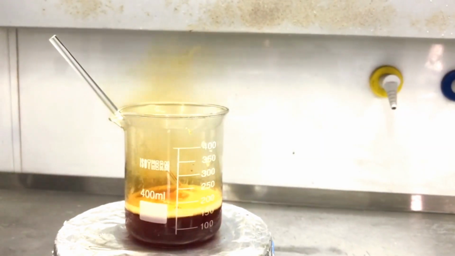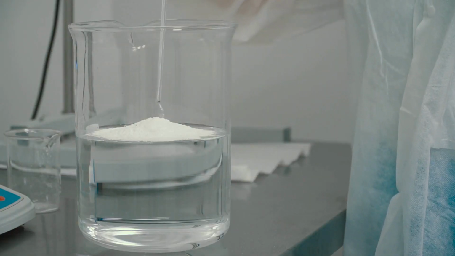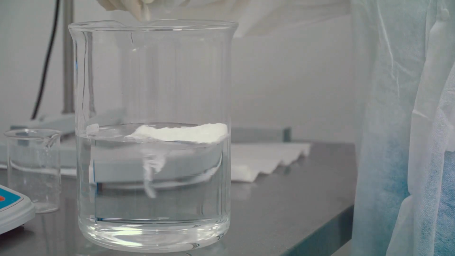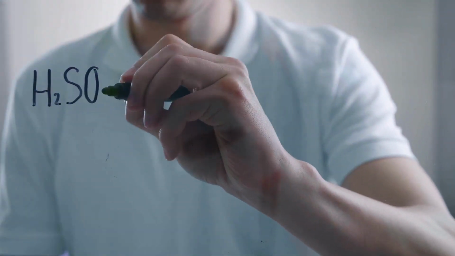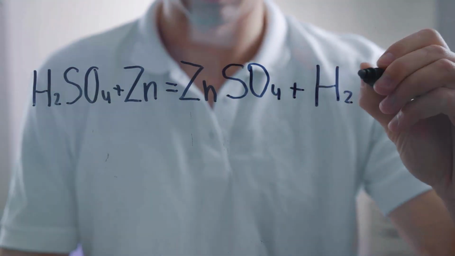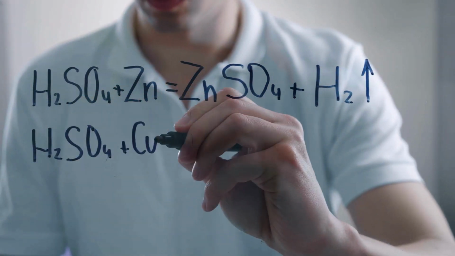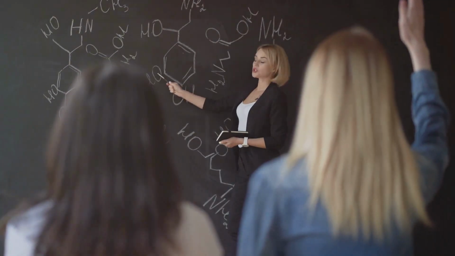A chemical equation represents a chemical reaction, showing the reactants, the substances you start with, and the products, the substances formed. But to follow the law of conservation of mass, the number of atoms on both sides of the equation must be equal. That's where balancing comes in.